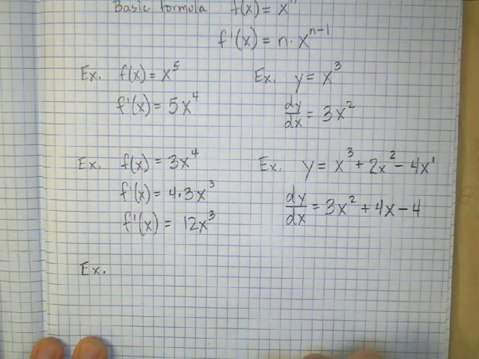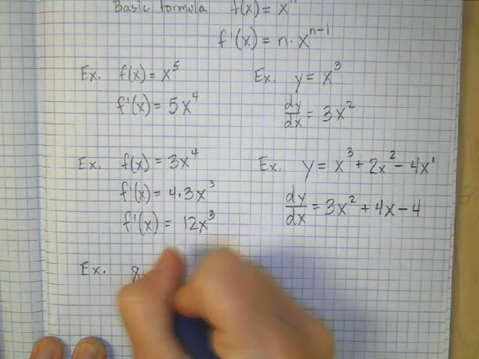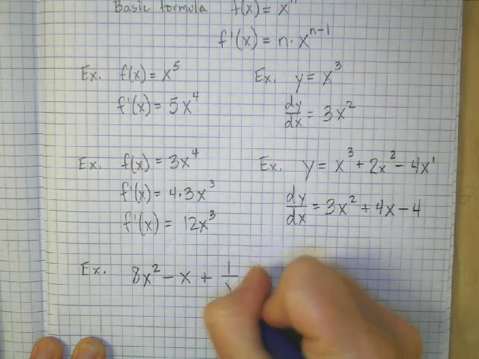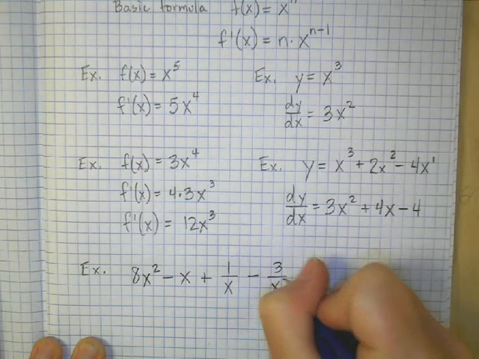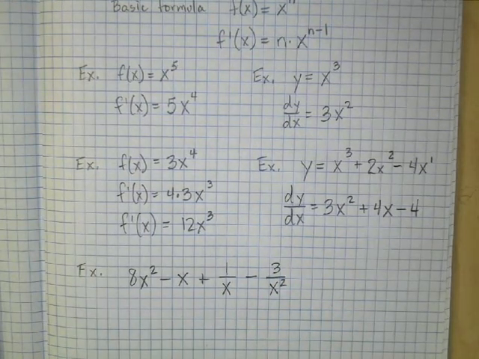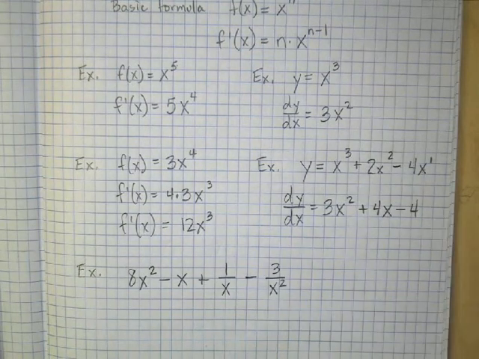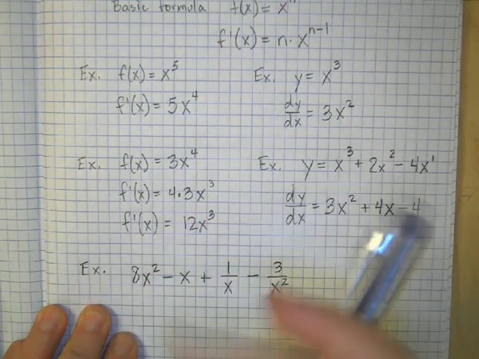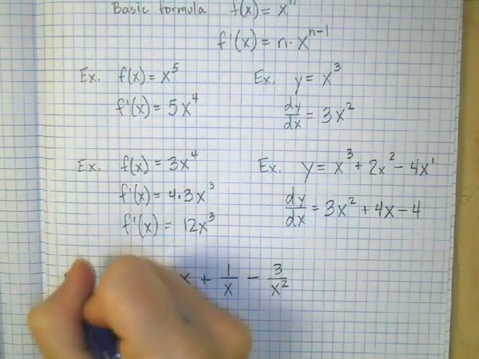So if I have, for my example, 8x squared minus x plus 1 over x minus 3 over x squared. So you had some like this in math space. So the first thing is we want to rewrite the fractions so that they are not fractions. We want to rewrite these with negative exponents. Okay? Oh, and I should have written, sorry. Always doing stuff like this. This is my f of x.